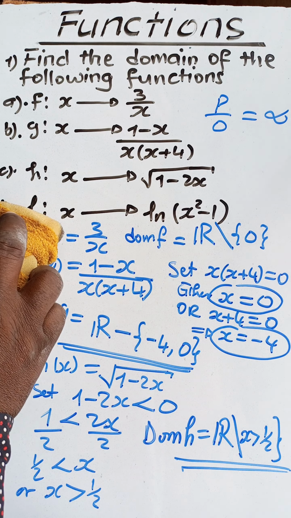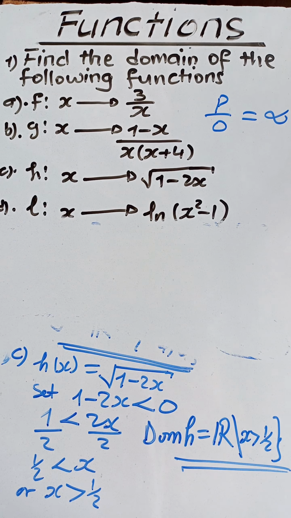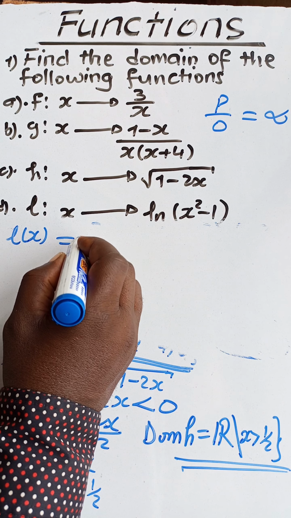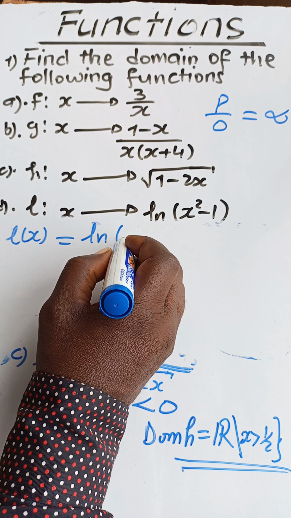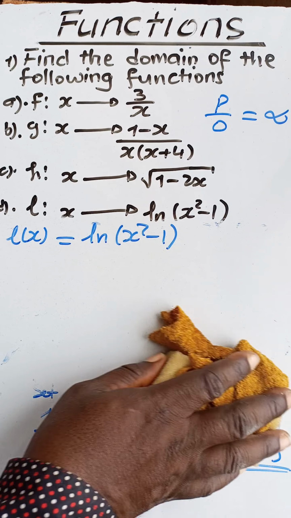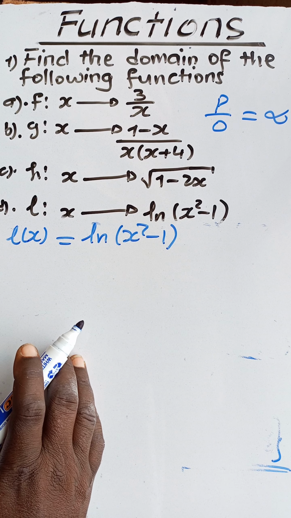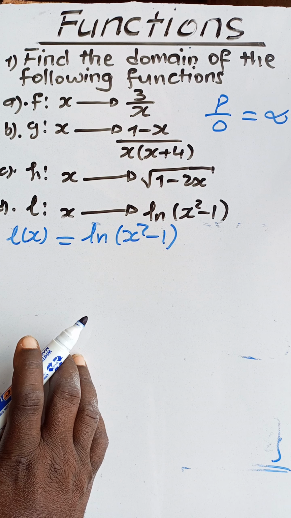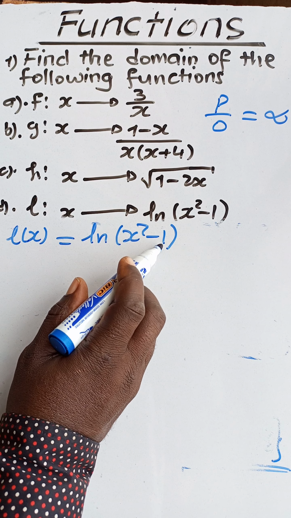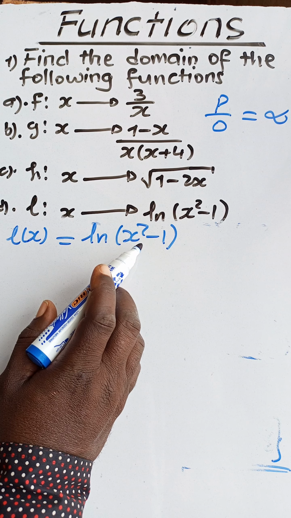Now, when we take the last function, L of x is equal to natural log of x squared minus 1. We all know that the natural log function is not defined at 0 and negative values. Okay, so we want the expression x squared minus 1 never to become 0. We want the expression x squared minus 1 never to be negative.